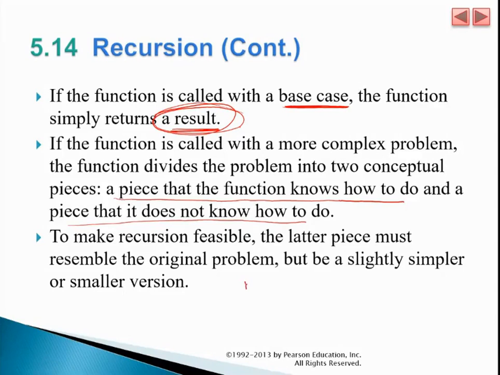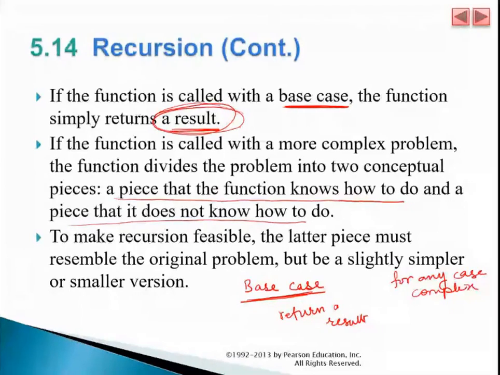So there are actually two possibilities. Either the function is called for the base case, in which case it will not call itself. It will just return a result, and it will stop. If it is not the base case, so for any other case, we call it a complex case because this is not a simple case. If it is a simple base case, it will return the result. But for any other complex case, the function will call itself on a little smaller problem.